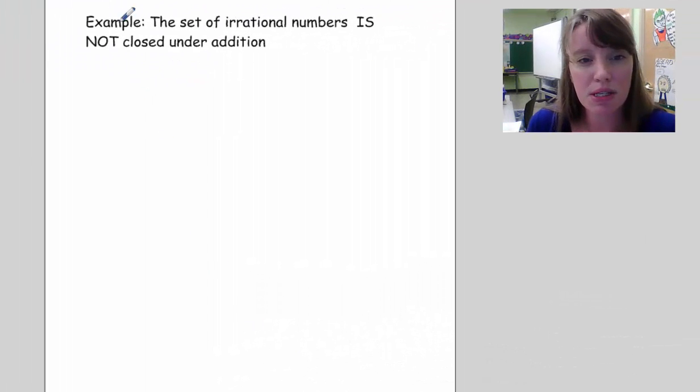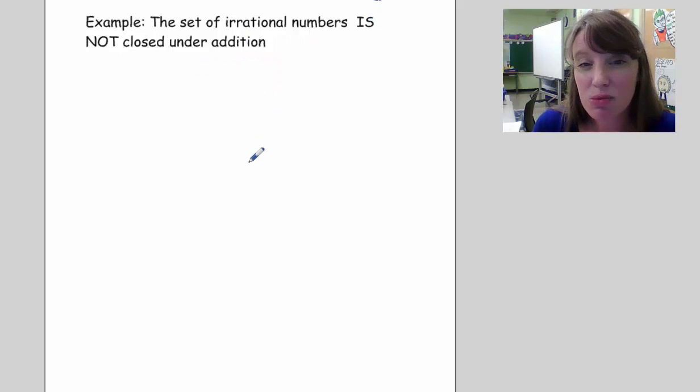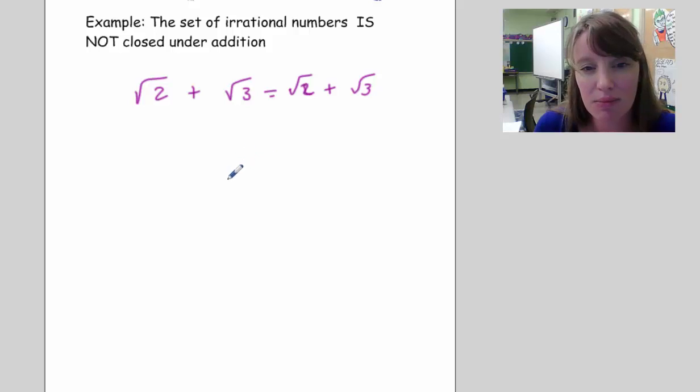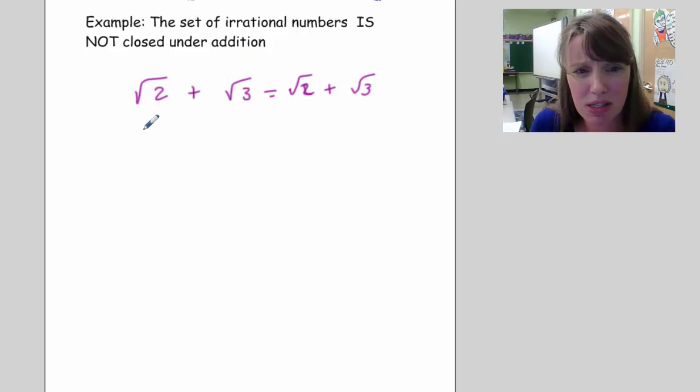So this is the last example here. The set of irrational numbers is not closed under addition. Now this seems really strange, because let's think about irrational numbers. We have, like, the square root of 2 plus, let's say, the square root of 3. Well, the only way we could write that is just the square root of 2 plus the square root of 3. There's no way to simplify that because their radicands aren't alike. So really what this means is, okay, this is irrational.